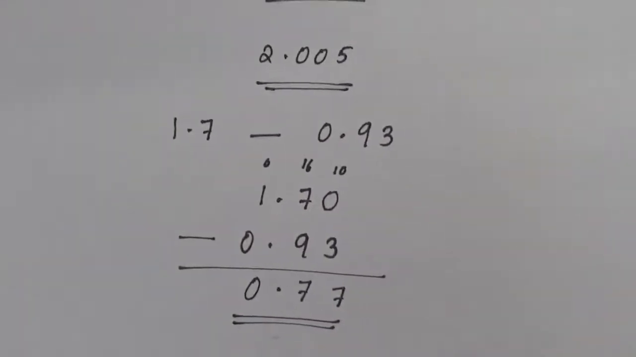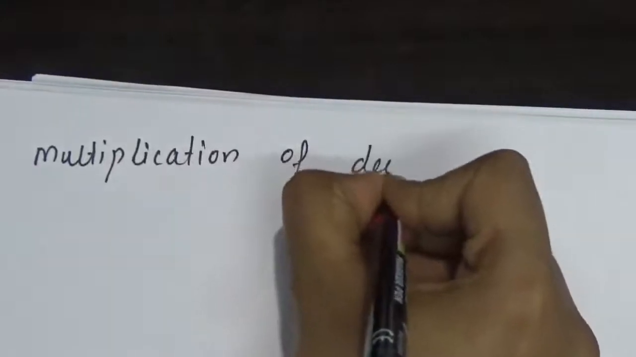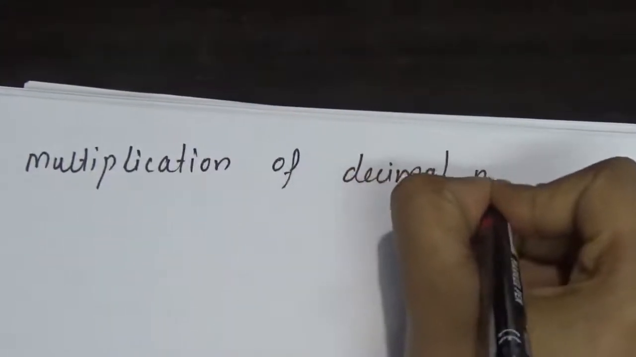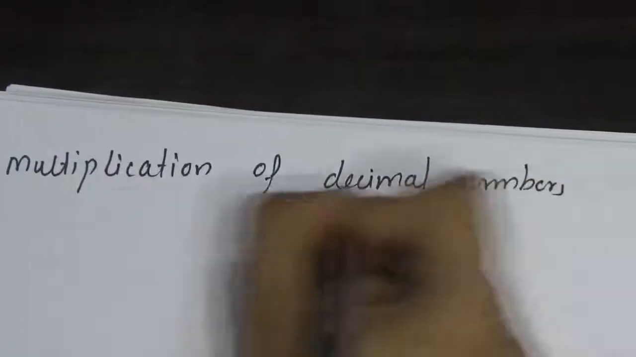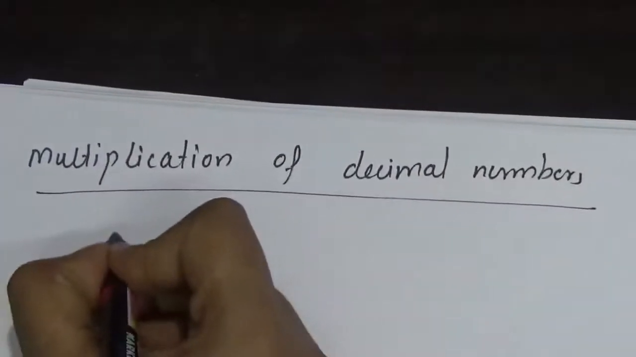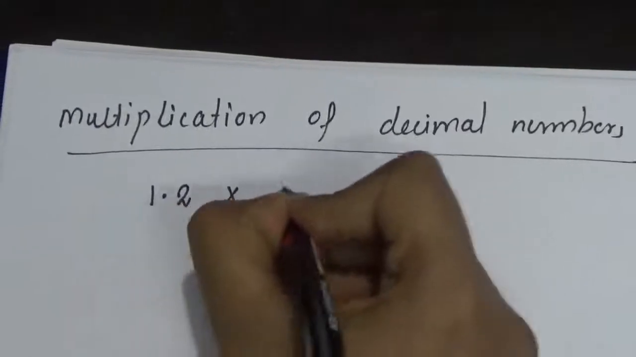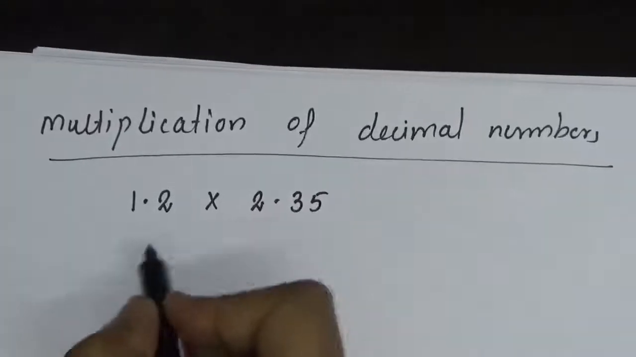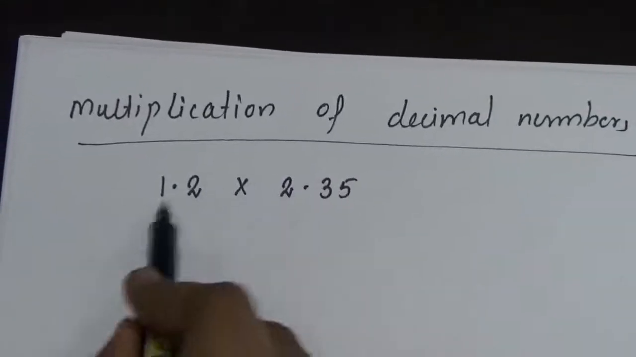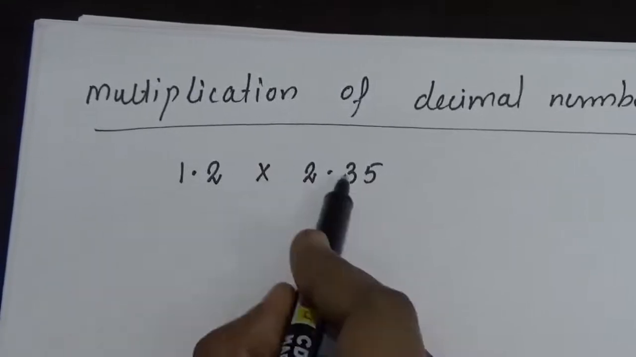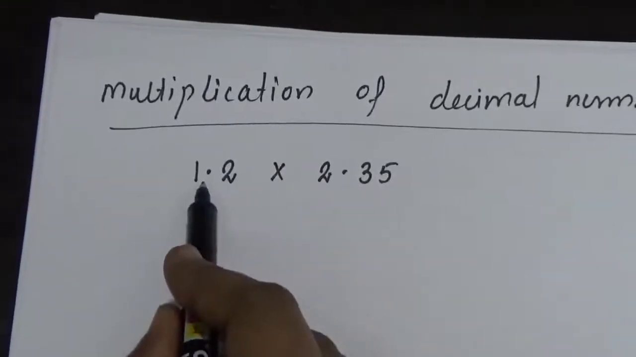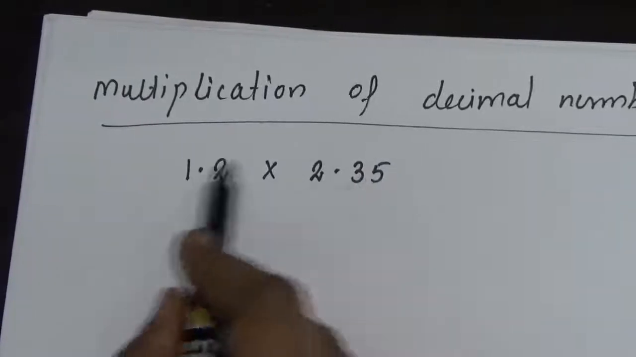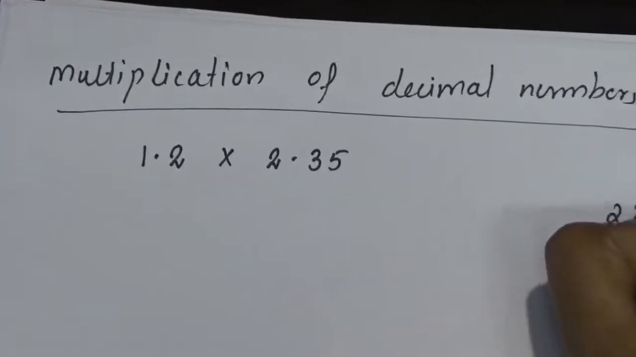Now next operation is multiplication of decimal numbers. Suppose we need to multiply 1.2 and 2.35. Okay, so here to multiply these two decimal numbers without considering their decimal point, you take the numbers 12 and 235, multiply them. Okay, so let's multiply 235 and 12. So what do you get?